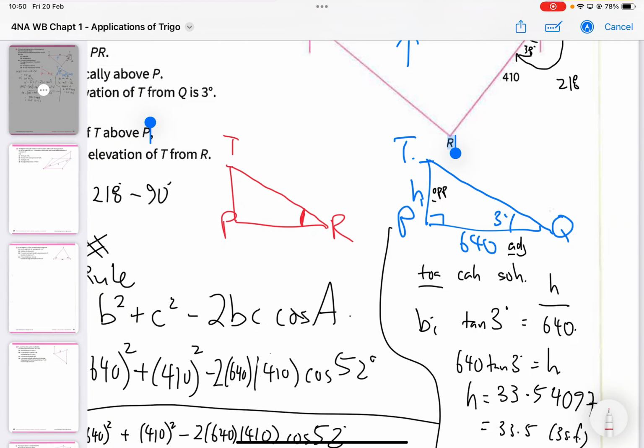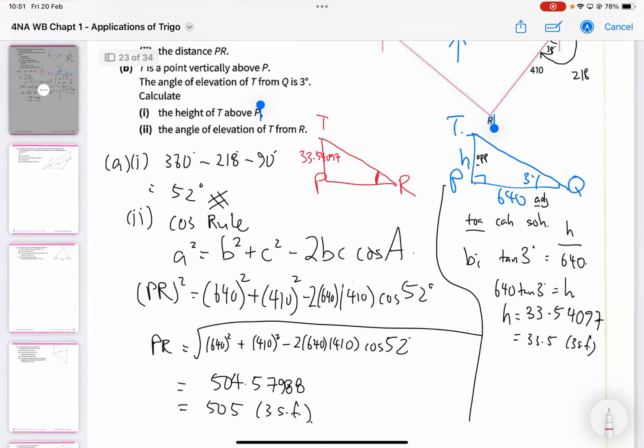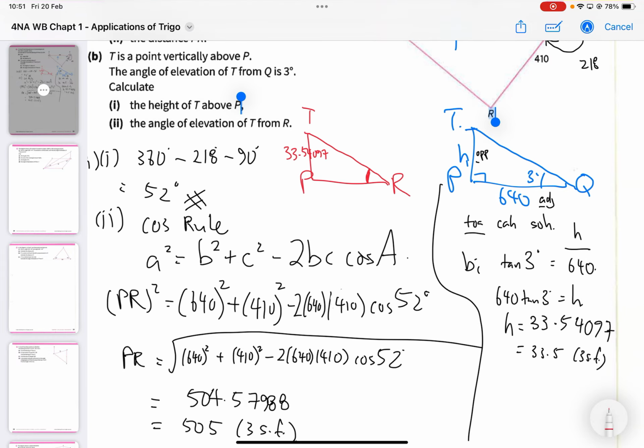So my PT no change. PT is the same one. Whether I see from PQT or PRT, my PT is still the same height. So my PT just now I found already. The height is 33.54097. Then my PR I found in part 1: 504.57988. Okay? Here I found PR.